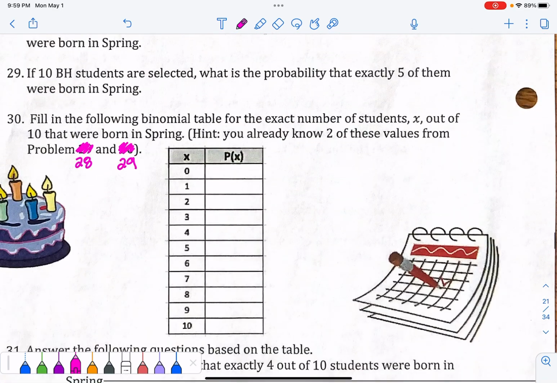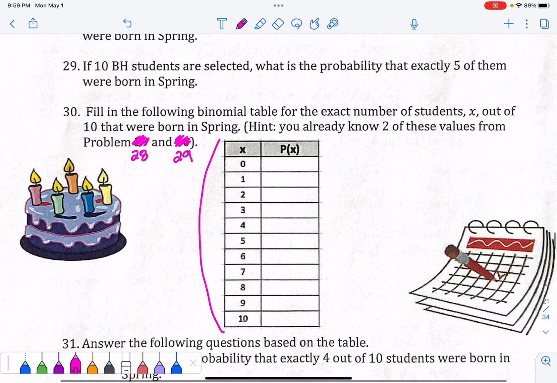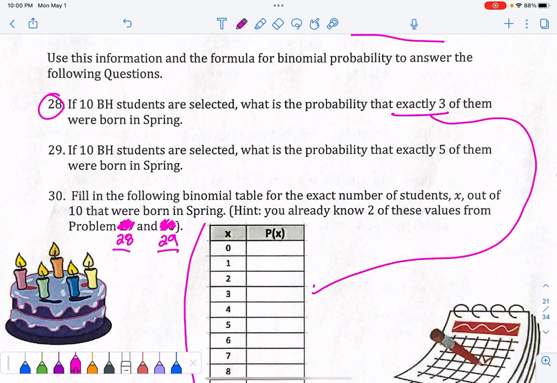We're going to fill the whole table out, okay? And number 30, FYI, I have a typo. For some reason, it just didn't get moved down. You already know two of these values from 28 and 29, okay? 28 is asking what is the probability that exactly 3 of them were born in spring? That goes right here.